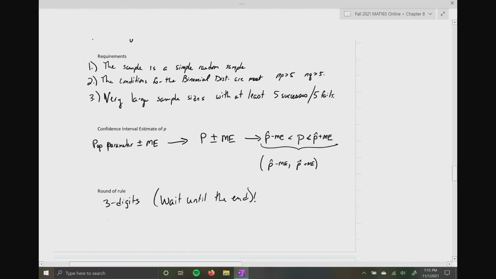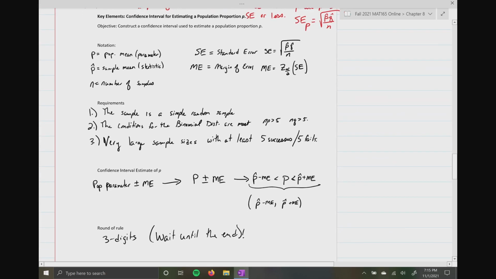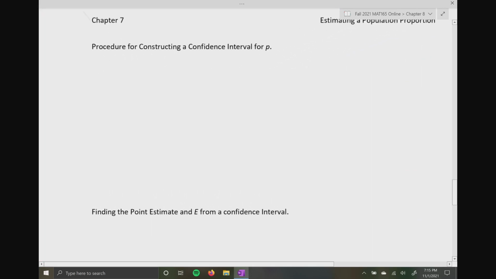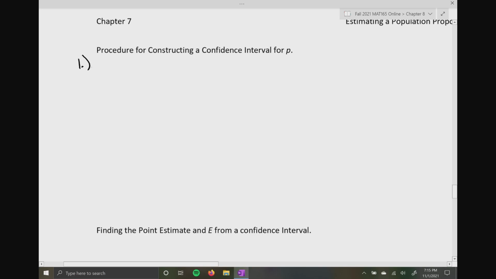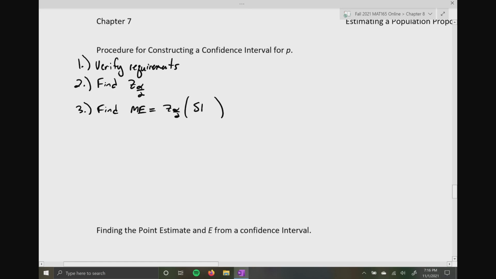So, let me zoom out here. So here's the objective. Now, the procedure. Okay? It's really, really simple. Our procedure. Step 1, you always want to verify requirements. Like I said, every single problem I give you, you're going to be able to do it. Step 2, you want to find your critical values, Z alpha over 2. Okay? Step 3, find your margin of error. And remember, that equals Z alpha over 2 times your standard error. Now, this is general. This applies to everything, but, for this, we're going to just do it for proportions, we're going to do it here.